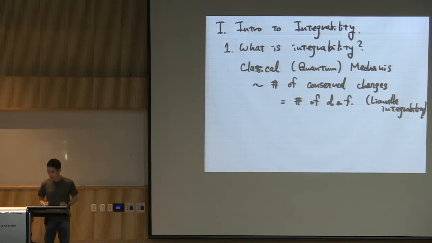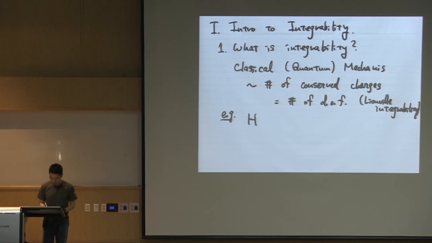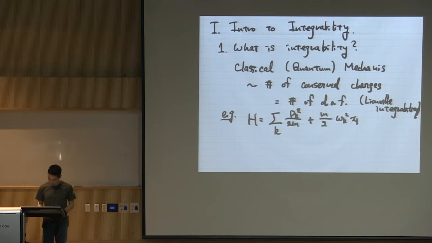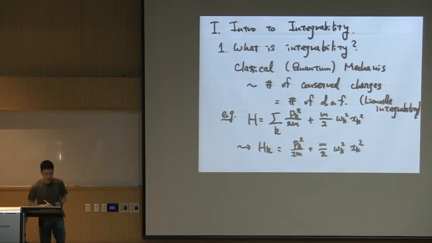The most well-known example of a Liouville integrable system is, of course, the harmonic oscillator. Let's consider a multidimensional harmonic oscillator, whose Hamiltonian is, for example, given by this form: the sum over k of p_k squared over 2m plus m omega_k squared x_k squared over 2, where of course p_k and x_k are canonically conjugate. And in this system, as you all know, in addition to the full Hamiltonian, you can define a conserved quantity, which is essentially the Hamiltonian for each direction. It's just given by this expression. And as you can see, there are as many conserved charges as degrees of freedom. So this is a canonical example of an integrable system.